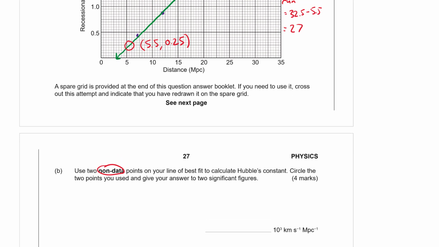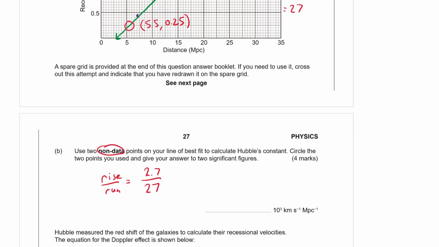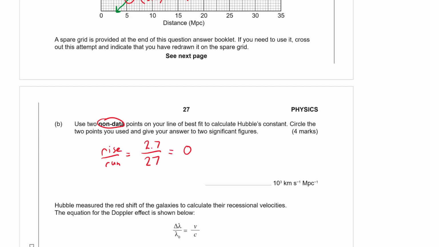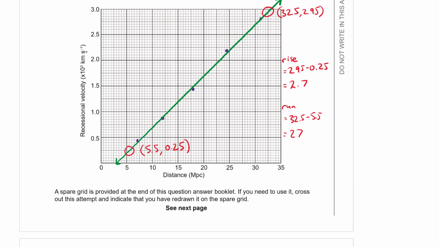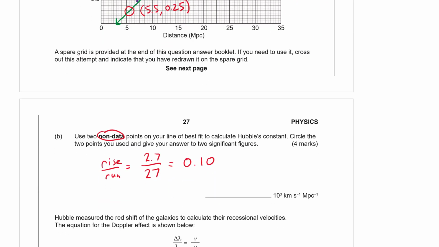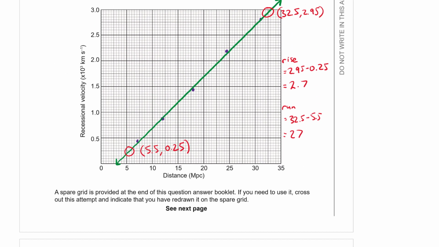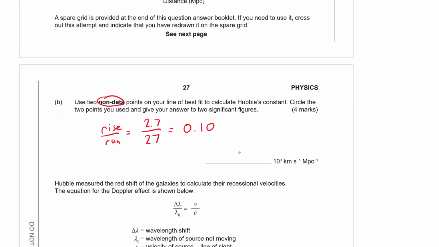So it says use two non-data points, circle the two points and give your answer to two significant figures. So rise over run is going to be equal to 2.7 over 27. And I will therefore get 0.10. Now, it's in kilometers per second per megaparsec. Just want to make sure that we've got kilometers per second times 10 to the 3. Is that what we've got there? Times 10 to the 3. Great. And megaparsecs. Good. That all suits nicely. So that means I don't have to do any unit conversions. That's just going to be 0.10.